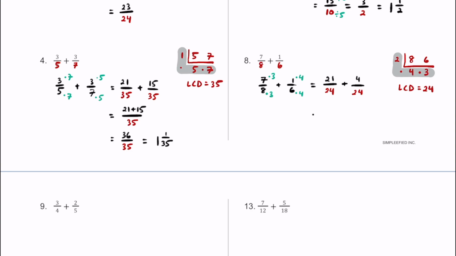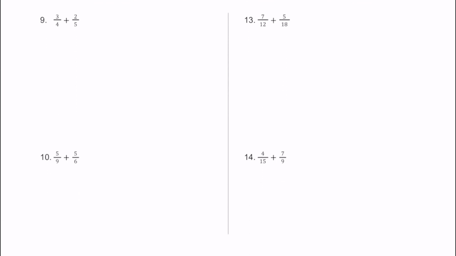All right, so we have common denominators. Let's go ahead and add these. Keep our denominator of 24. And we can go ahead and find the sum of 21 plus 4. 21 plus 4 is going to be 25, so it's going to be 25/24ths. That would be our final answer as an improper fraction, but as a mixed number, this is going to be 1 and 1/24.